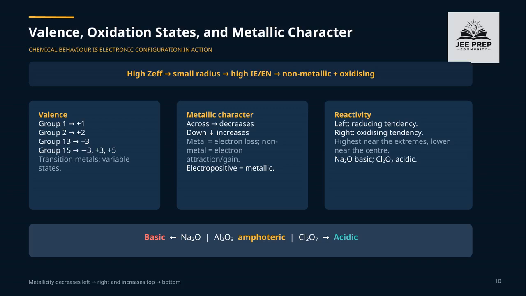Finally, compare the chemical behavior of sodium and chlorine. Sodium has a larger radius, lower ionization enthalpy, lower electronegativity, and strong reducing tendency because it can lose one electron. Chlorine has a smaller radius, higher ionization enthalpy, higher electronegativity, and strong oxidizing tendency because it can gain one electron. Their oxides also differ. Sodium oxide is basic, while chlorine's highest oxide is acidic.